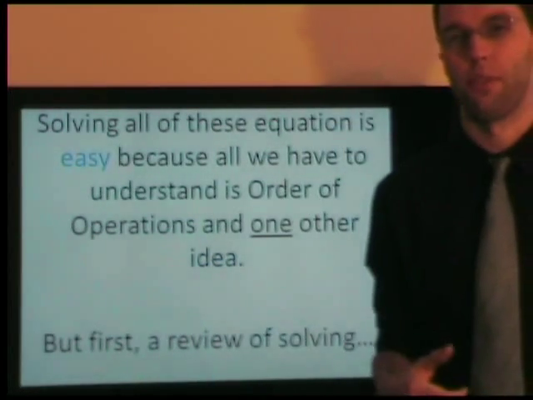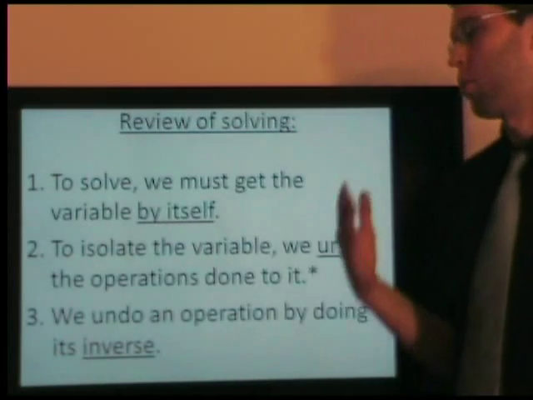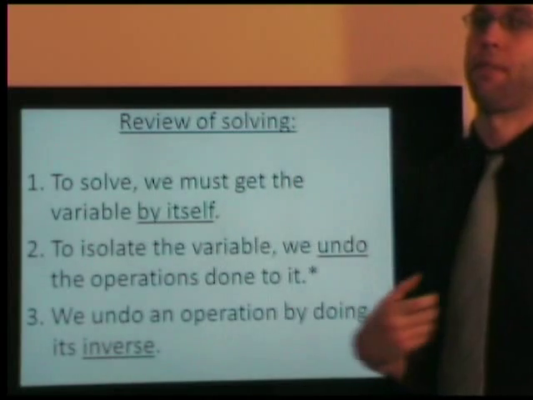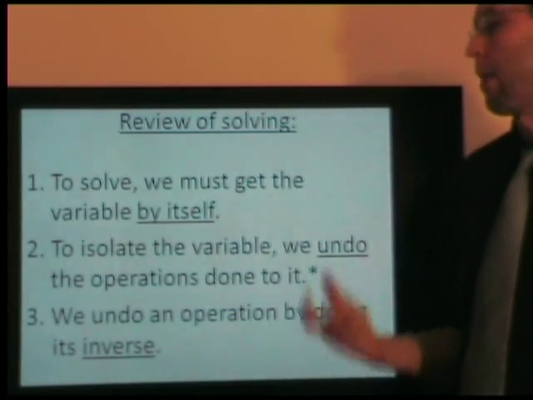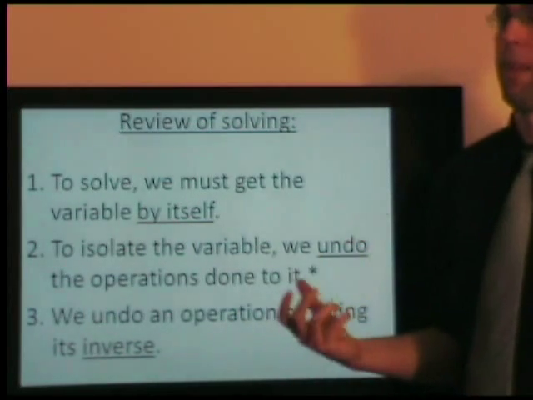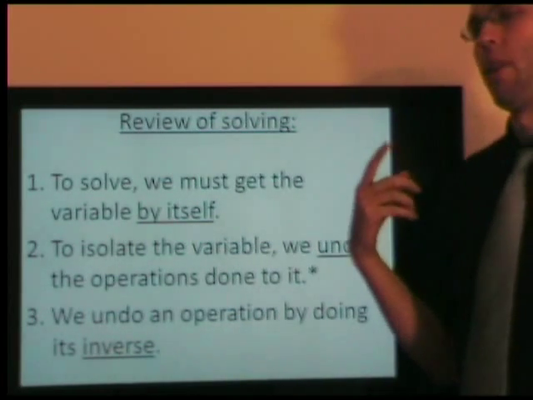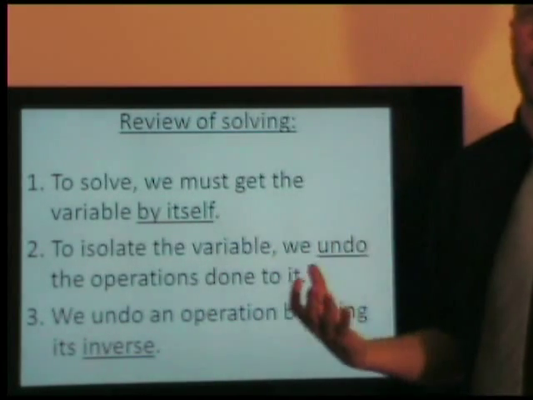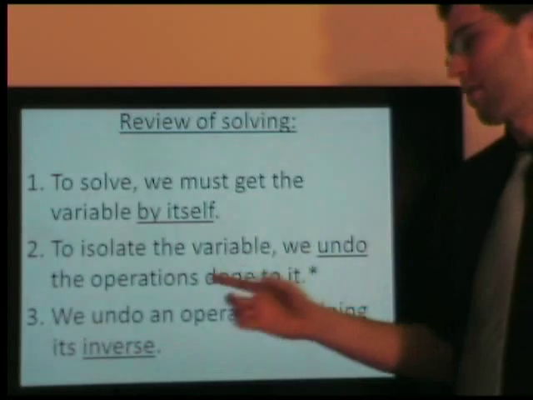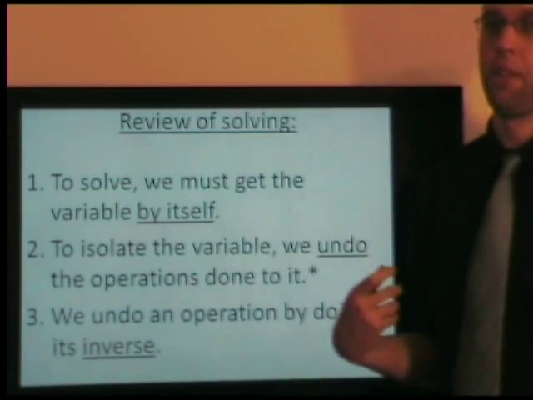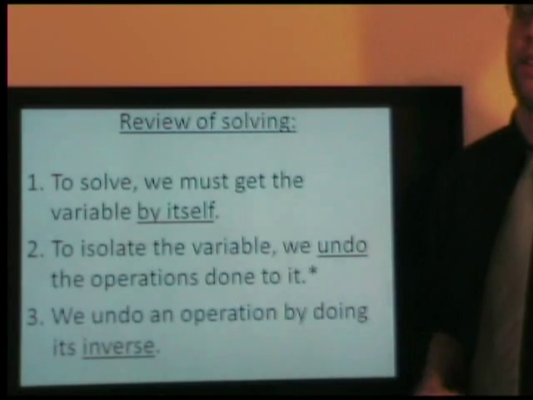But let's first review solving. What does it mean to solve an equation? What that means is we must get the variable by itself. How do we do that? We do that by undoing the operations that are being done to the variable. And there's an asterisk here because there are some equations that can't be solved this way. We have to use other techniques like factoring. But for today's equations, this always works. Now, how do we undo each operation? Well, we do its inverse or its opposite.